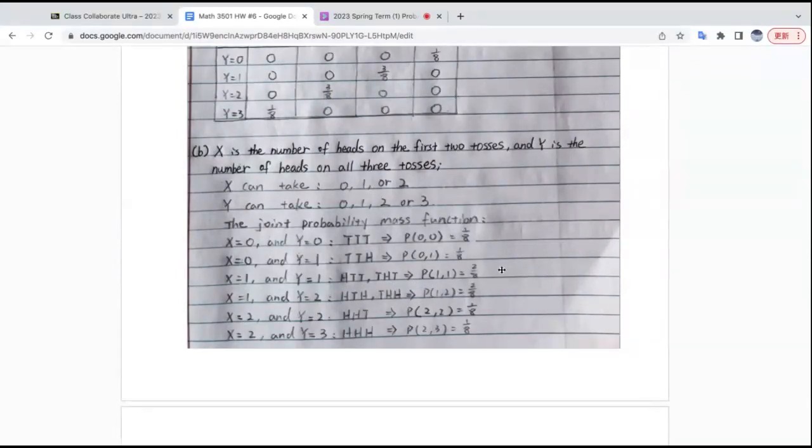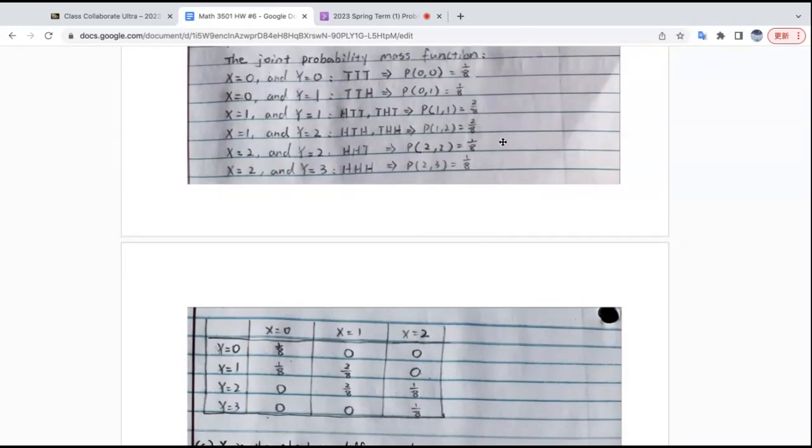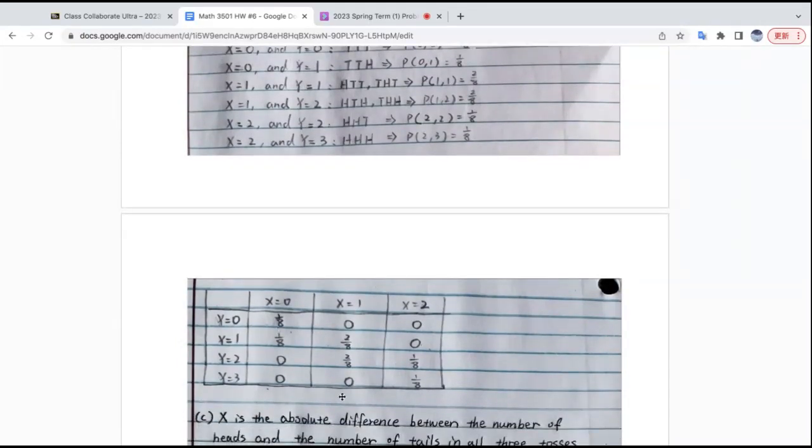So the probability of 1, 1, which is 2 over 8, and X equal to 1, Y equal to 2. Also have two outcomes, which is HTH, THH. So the probability of 1, 2, which is 2 over 8, and X equal to 2, Y equal to 2. We only have one outcome, which is HHT. So the probability of 2, 2 is equal to 1 over 8. And X equal to 2, Y equal to 3. We will have one outcome, HHH. So the probability of 2, 3, which is equal to 1 over 8. So I also make a diagram that besides these six probabilities, the others are 0.